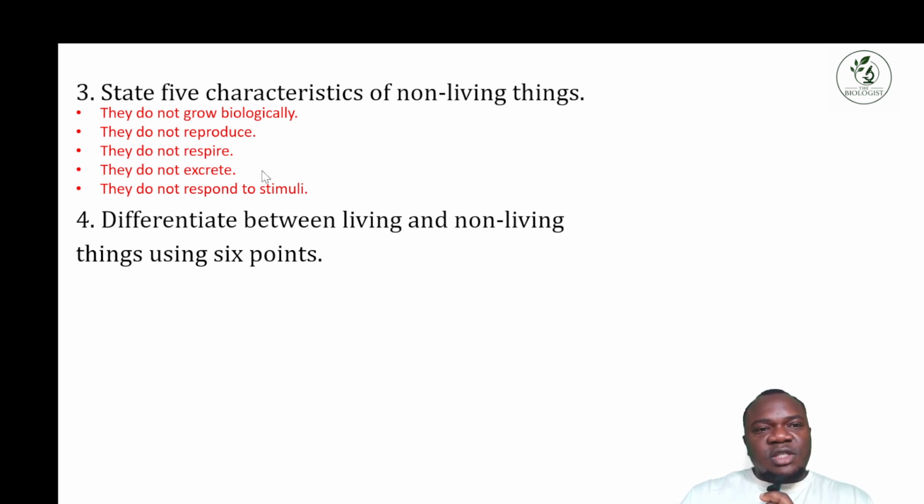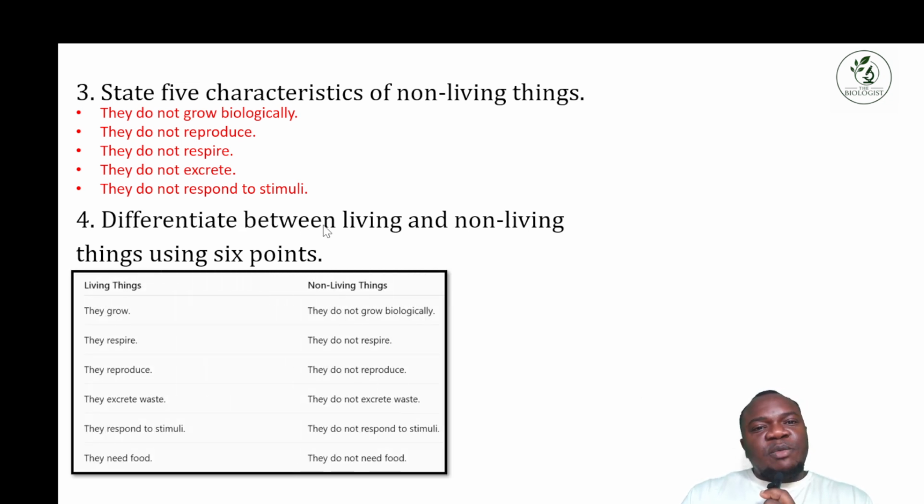They do not excrete. They do not respond to stimuli. All right. Differentiate between living and non-living things using 6 points. So living things grow, while non-living things do not. Living things respire, non-living things do not. They reproduce, excrete. So this can do, this cannot, this can do, this cannot. So living things need food, non-living things don't need food. So just kind of like a straightforward answer.